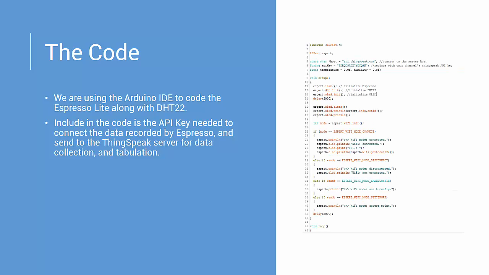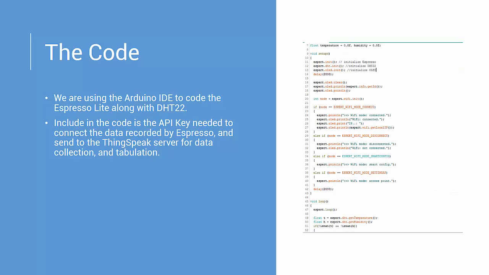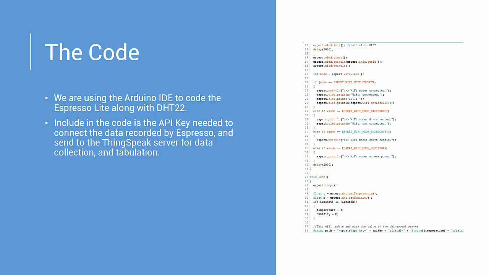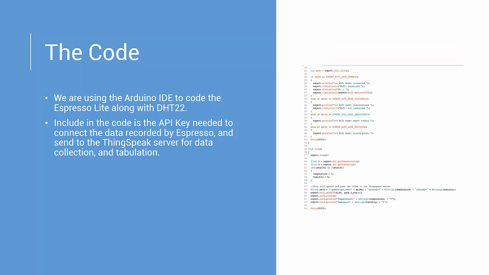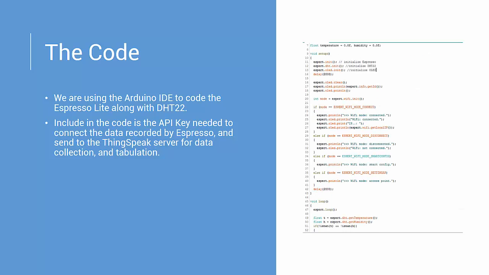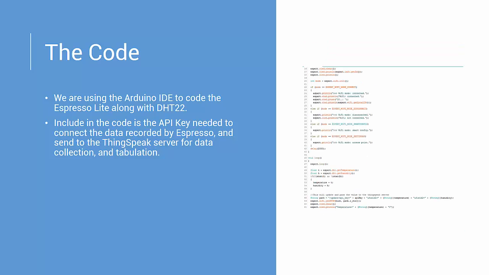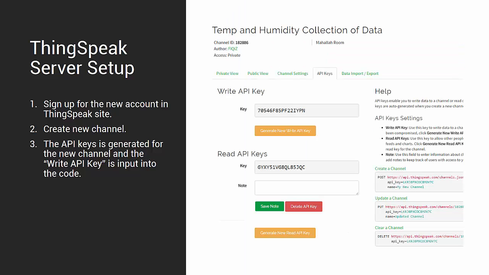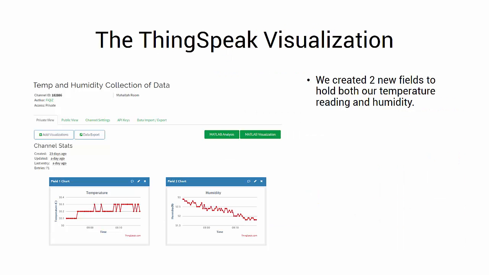Okay, now the fun part, the coding part. What's interesting about Espresso Lite 2.0 is that it's compatible with Arduino. So we are using the Arduino IDE to code the Espresso Lite along with DHT22. Here we can see there is a write API key. This is the API key that we put in the code before. So we created 2 new fields to hold both our temperature reading and humidity. And from what you can see on the screen, this is the example the ThingSpeak server can do.